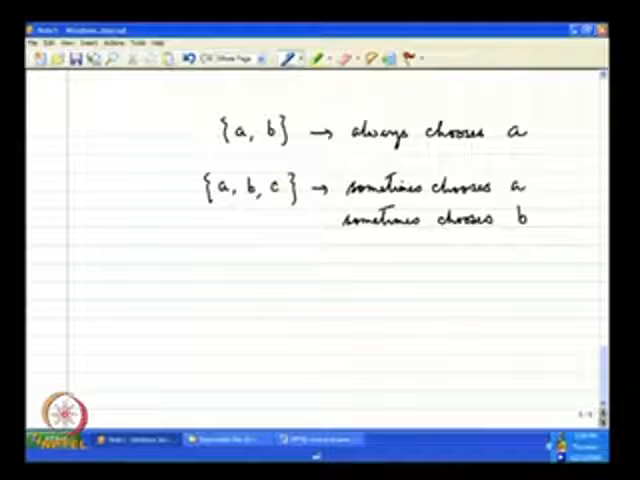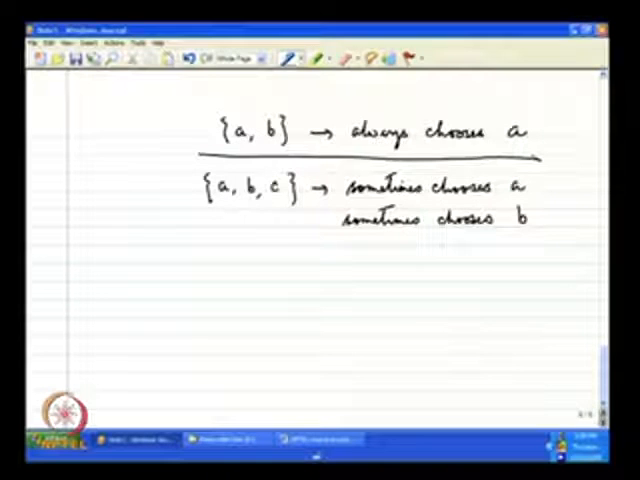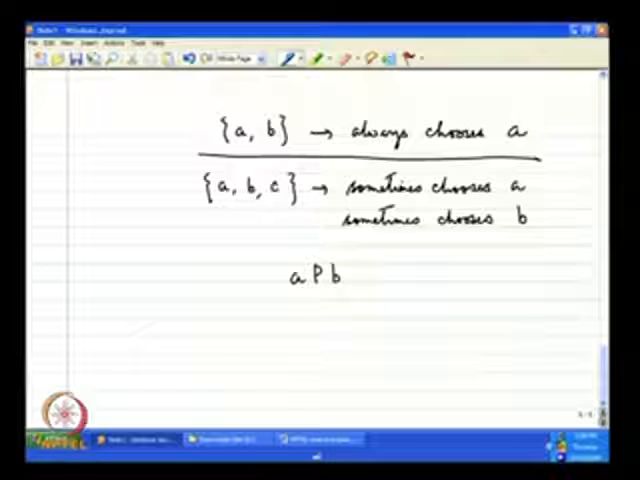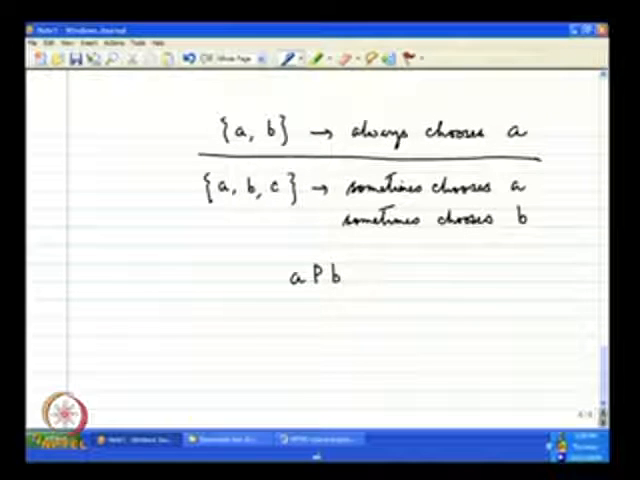Why am I saying that? The reason is that in the first case, when he has only two choices, he is always choosing A, which means A is preferred to B, because he is never choosing B. In the second case, it is seen that he has now three choices. It is never the case that he is choosing C. Sometimes he is choosing A, sometimes he is choosing B. Now what is the conclusion we can draw from that?